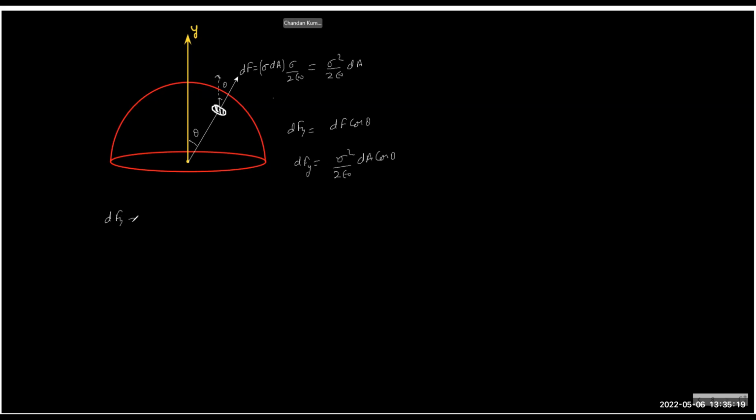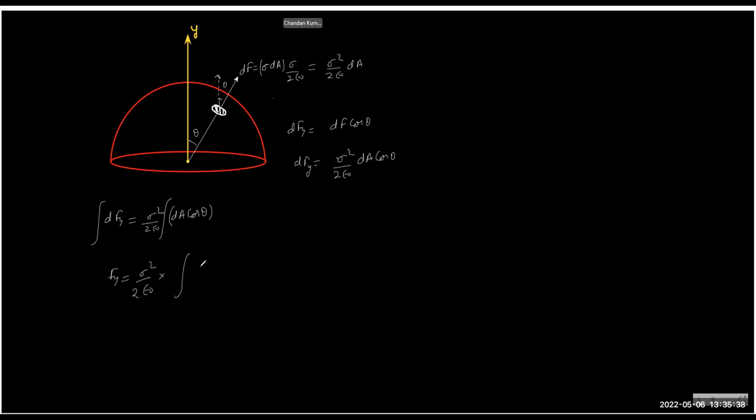So the dF we got is sigma square by 2 epsilon naught. This is basically without considering the elementary ring, just considering an elementary patch. Correct. So now we have to just integrate this, right? So the net force is sigma square by 2 epsilon naught.